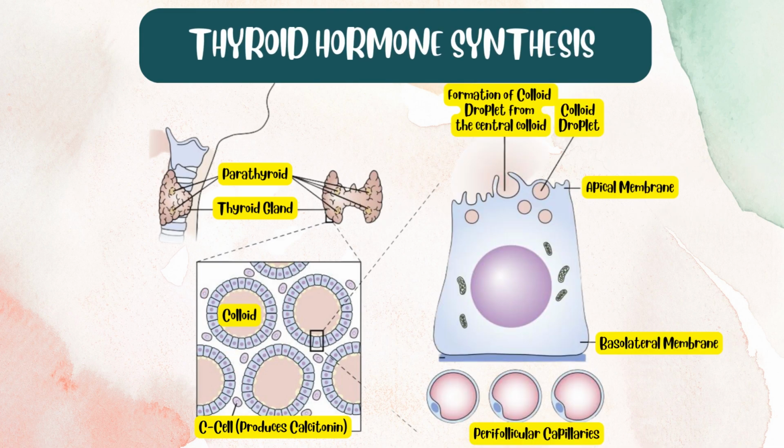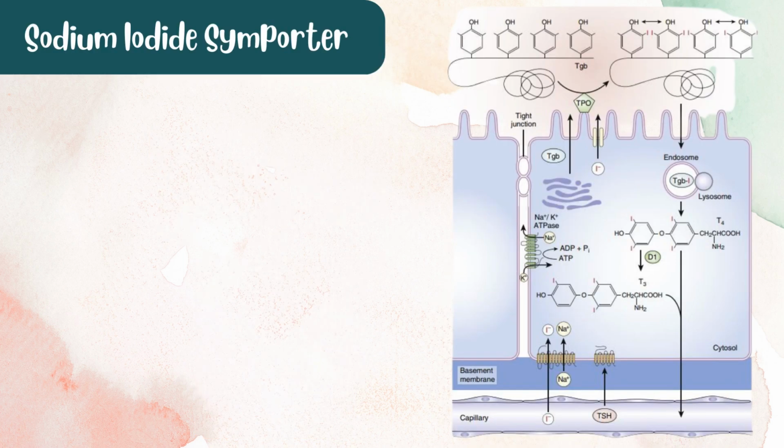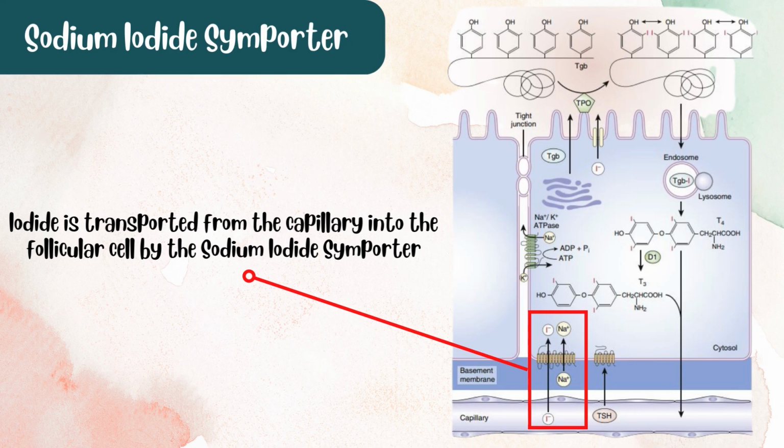This is an expanded illustration of a thyroid follicular cell. Iodide is transported from the parafollicular capillary into the thyroid follicular cell by the basal sodium iodide symporter under a sodium electrochemical gradient facilitated by the sodium-potassium pump.